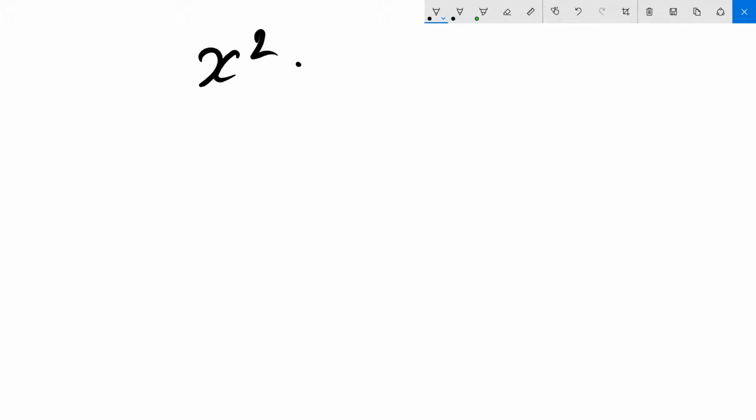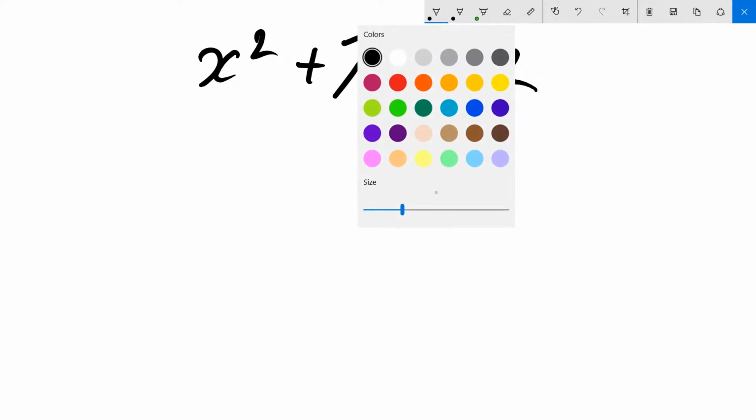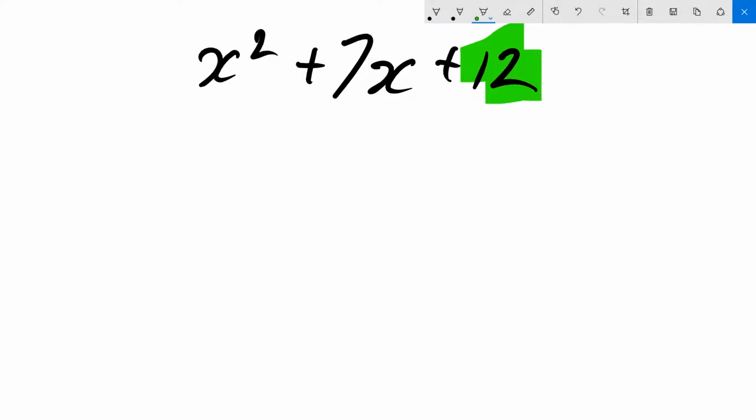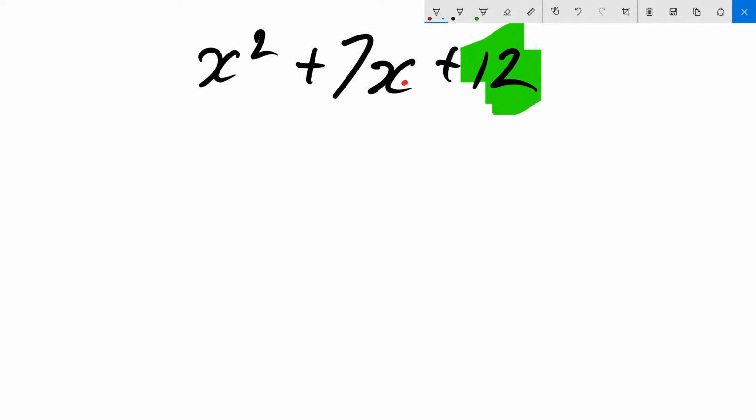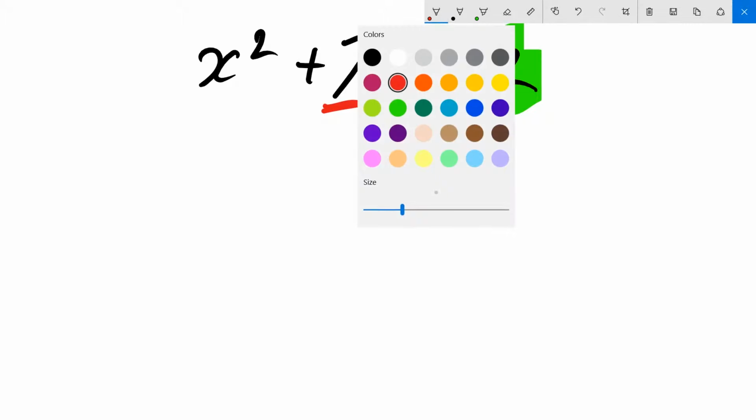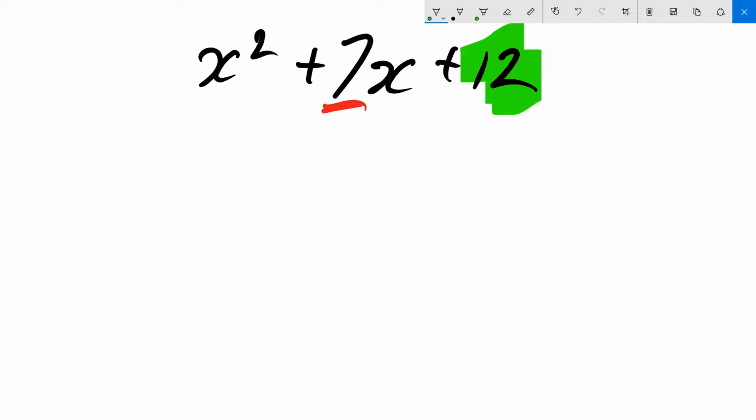So x squared plus 7x plus 12. Okay, so what did we look for? We're looking for factors of 12 that add up to 7. Okay, so what factors of 12 add up to 7? Let's check out the factors. 1 and 12. No, that doesn't add up to 7. 2 and 6. It also doesn't add up to 7. 4 and 3. Oh, that does add up to 7. Okay.